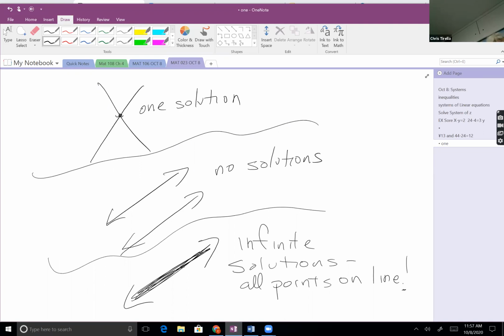So, again, the systems of equations isn't a heck of a lot different than what we've been doing. It's just that graphing lines is so much fun that we want to put two of them in the same picture.